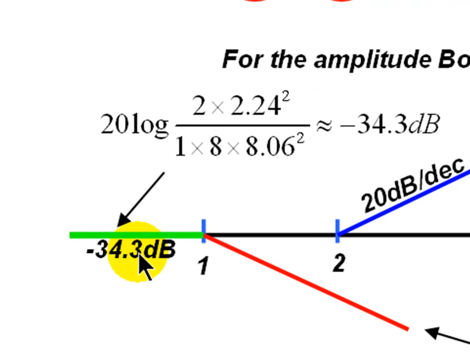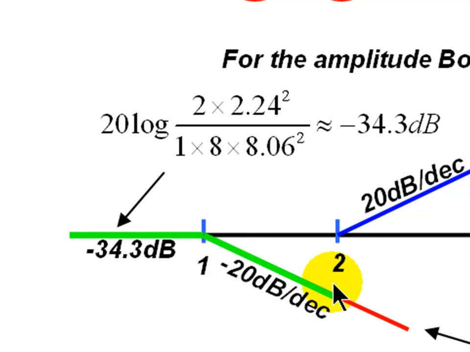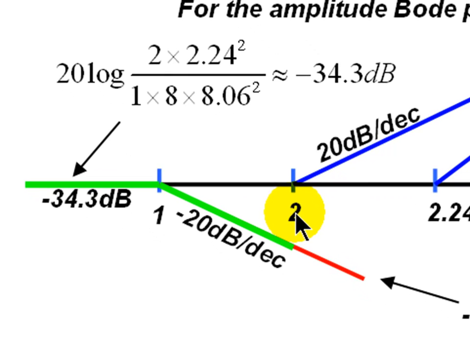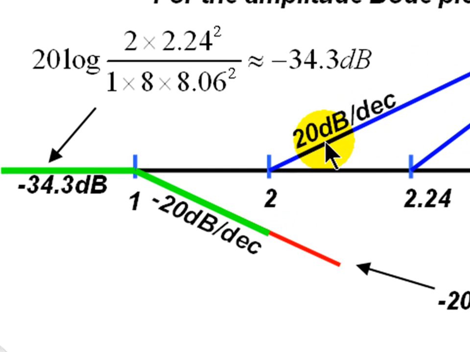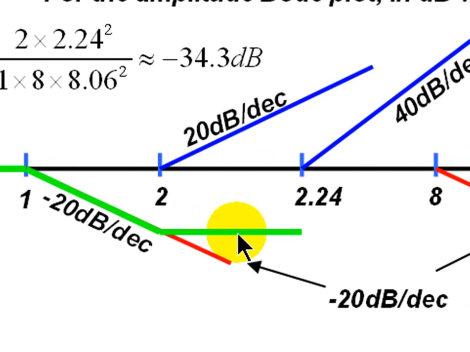So it enters horizontally with a value of minus 34.3 decibels until it hits the first knee at 1 radian per second. There, it takes a dive with a slope of negative 20 decibels per decade and stays that way until it arrives at the next knee point at 2 radians per second. The positive slope contribution cancels out the descent and makes the plot horizontal until it reaches 2.24.